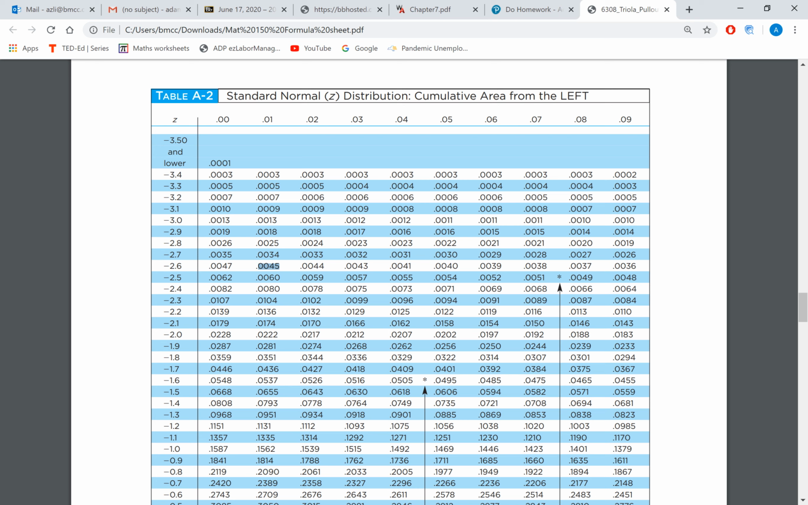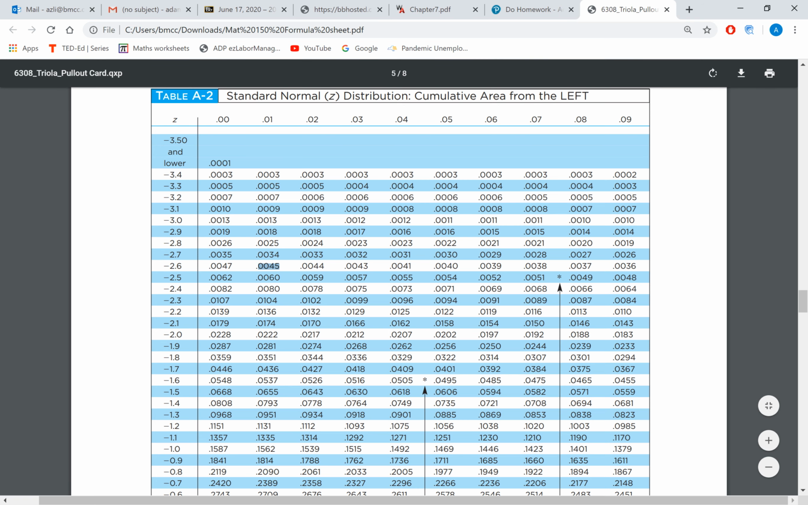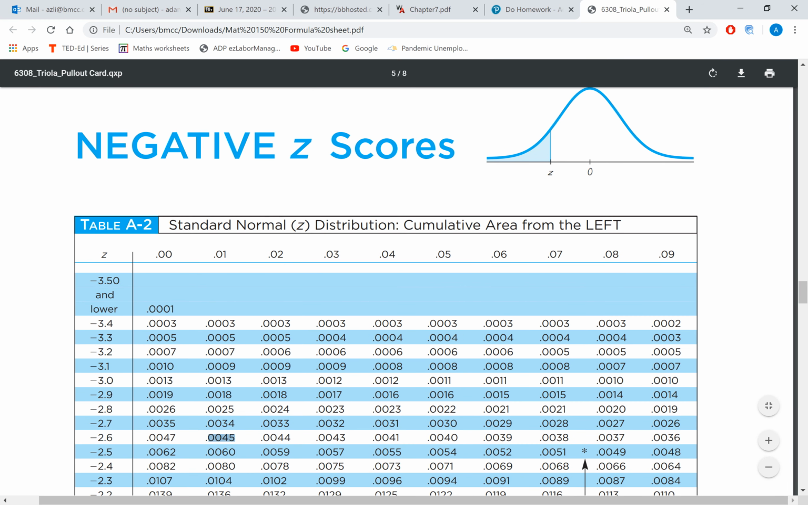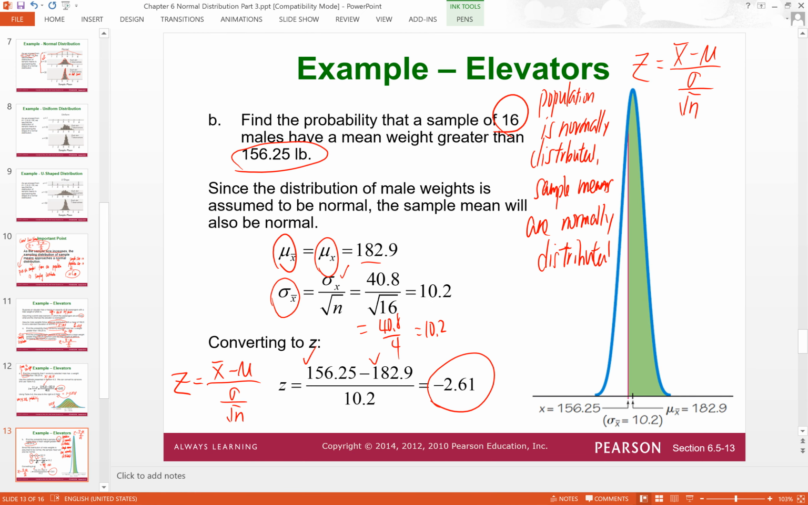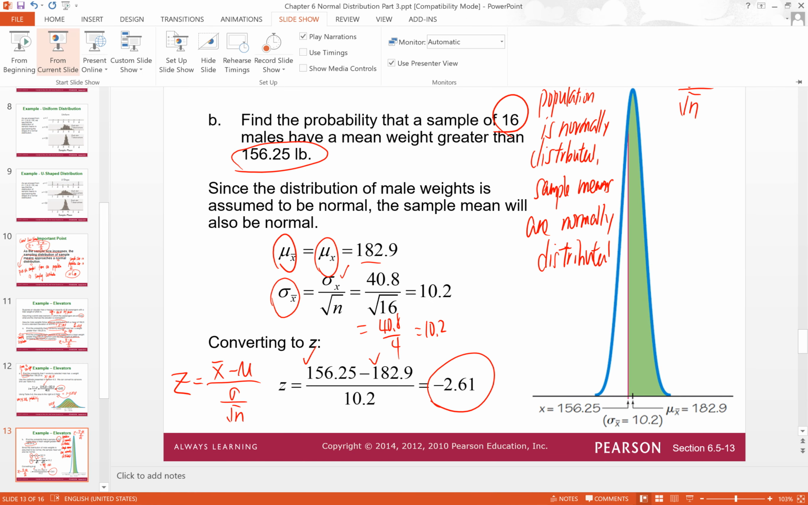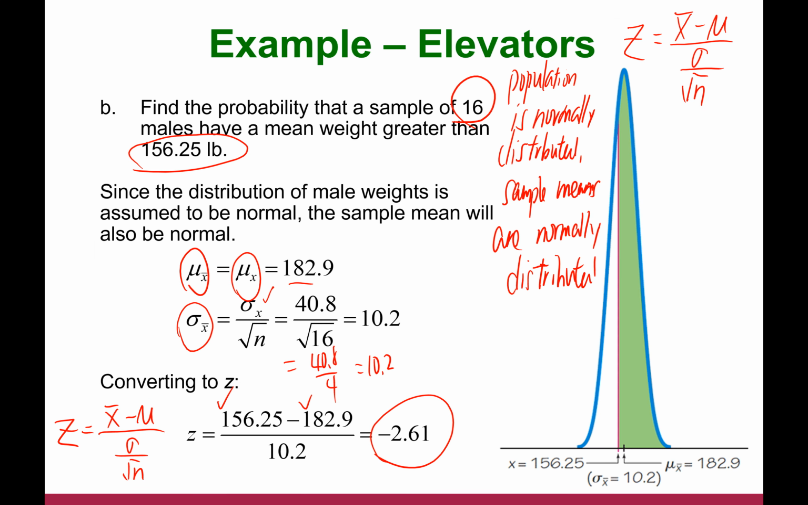So that's the area to the left. You get it. For -2.61, 0.0045. Now let's go back to the question. That means the area on this side is 0.0045. So the area on the right will be 0.9955.